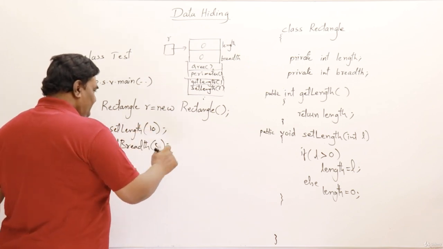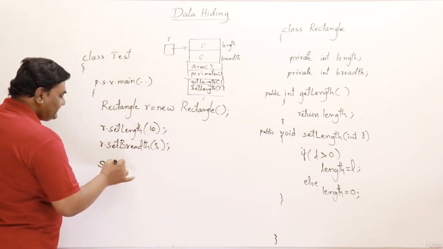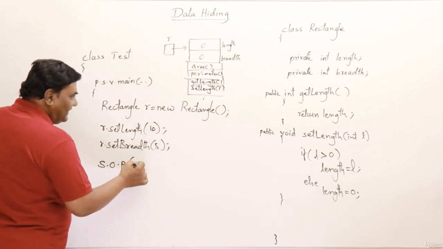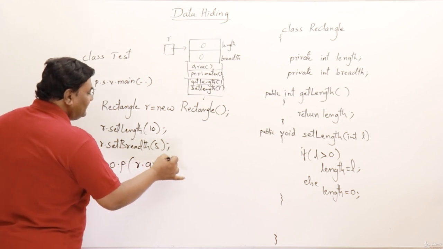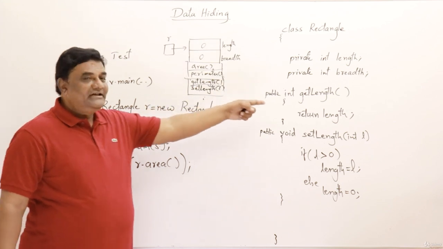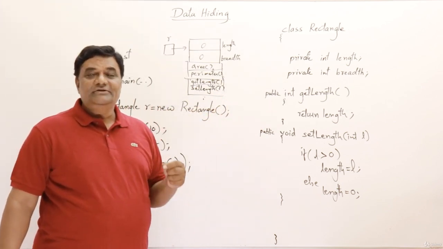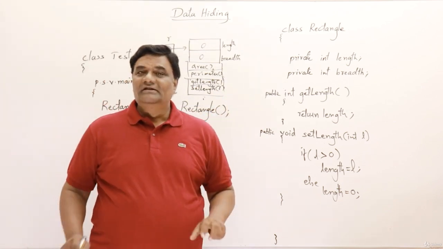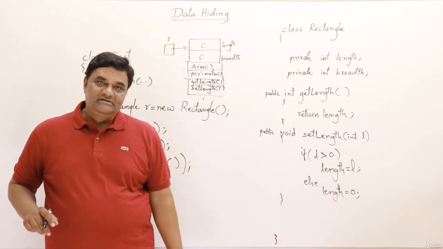So positive length and breadth. Now you call system.out.println r.area, right? r.area. So this is how we can access those properties by using setter and getter methods. So that's all about these property methods.